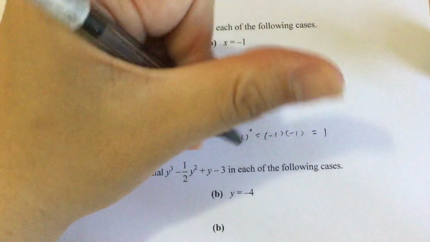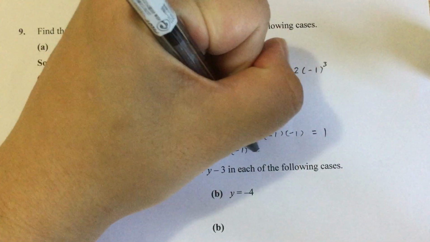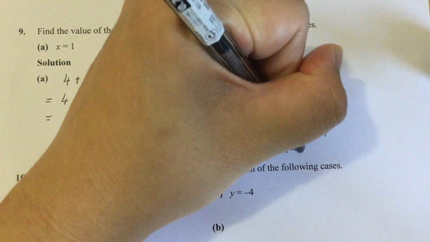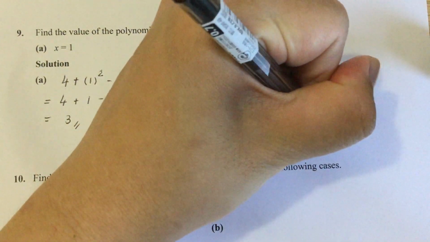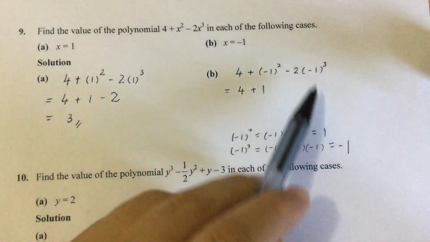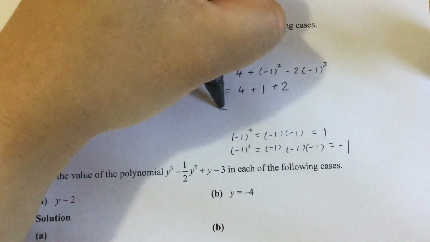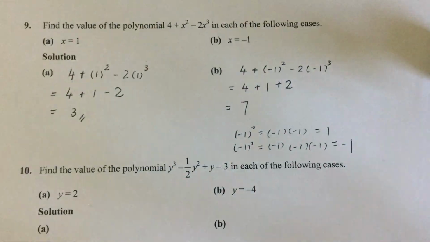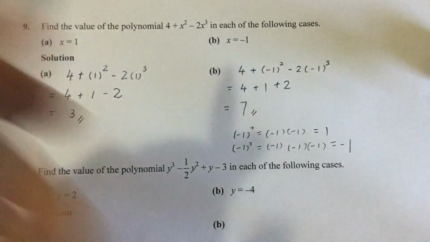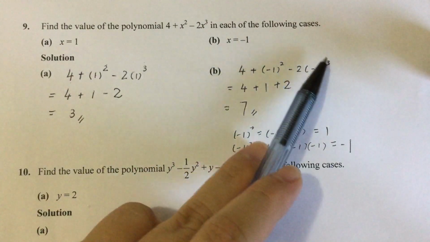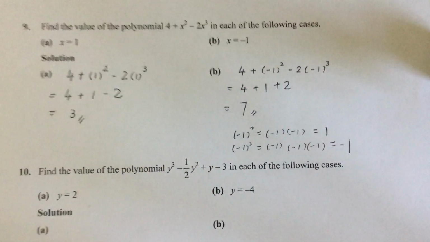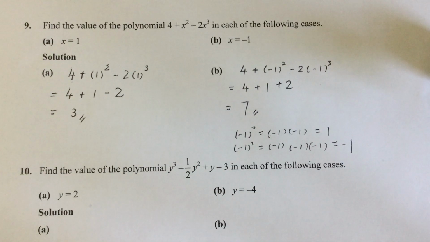But for -1 cubed, you know that this is -1 multiplied 3 times together. That means it's 1 times -1, so this one is once again -1. So -1 times -2, so this is plus 2. So the answer for this one is 7. So they are totally different answers. So please pay attention. You must put brackets around all the numbers that replace the variable. And now it is your turn.